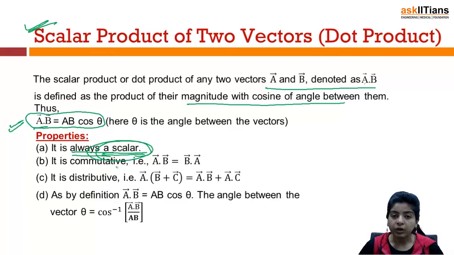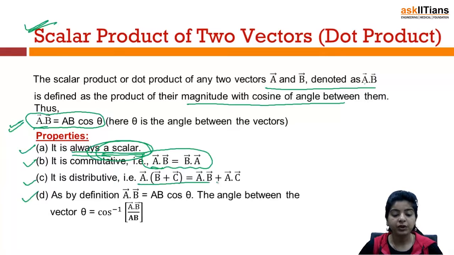It is commutative. a dot b is equal to b dot a. Just try to remember these properties. We will also discuss the concept of cross product in future, so do not get confused between these two. So dot product is always a scalar quantity. Then it is commutative, that is a dot b is the same as b dot a.